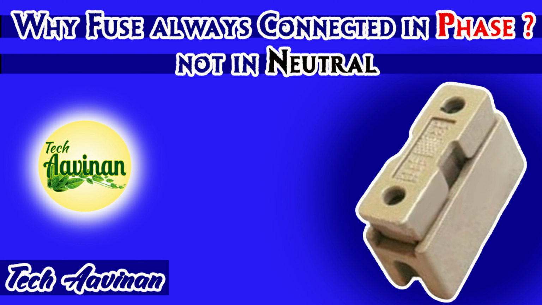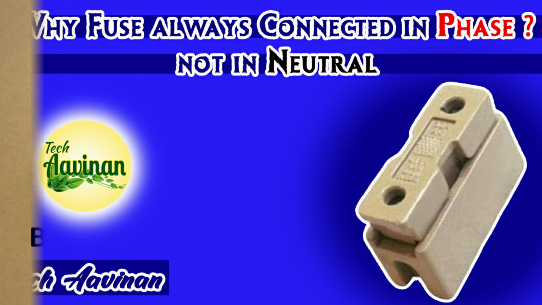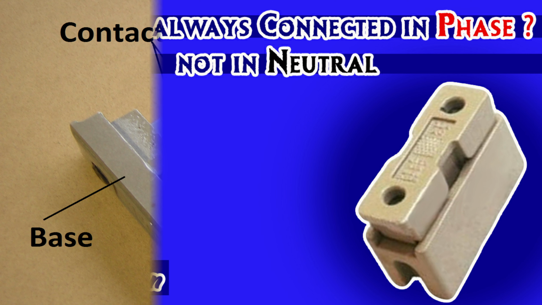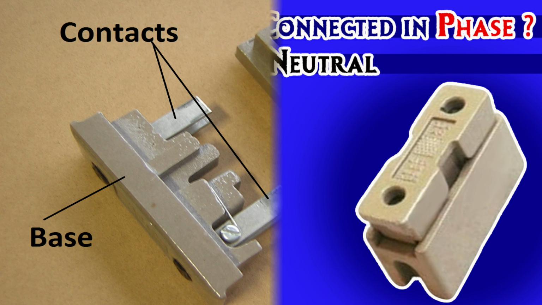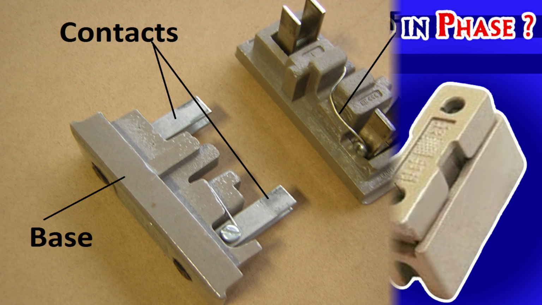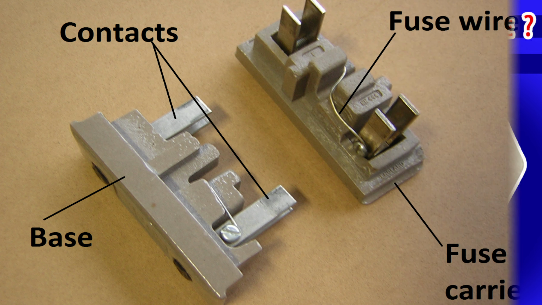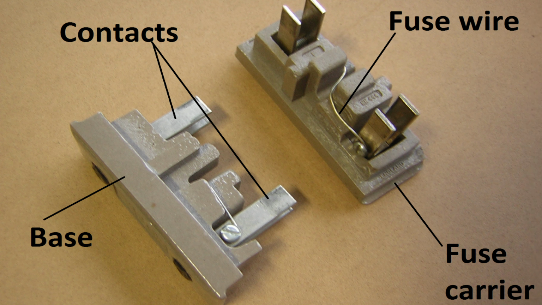MCB is nothing but a miniature circuit breaker, which is also known as a trip switch. The switch is used to protect our domestic loads from fault conditions. Before that, we have to understand some fundamentals of the fuse. So here, from this scene, you can get some ideas.